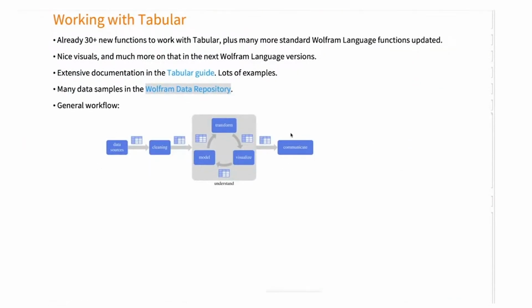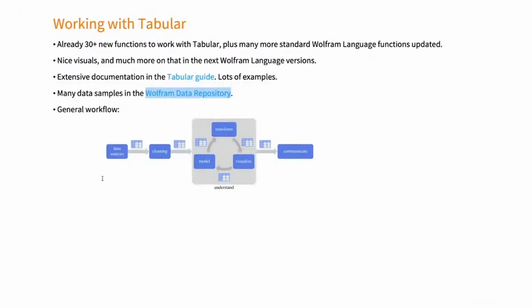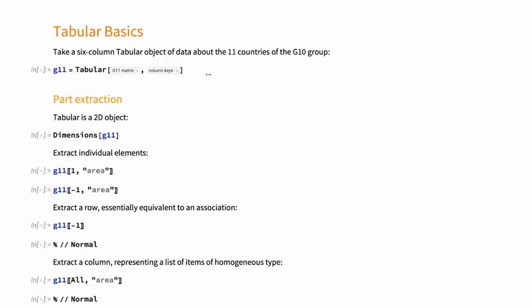Okay, so as I was saying, this is the general workflow. The key idea is to go through several steps, communicating always using Tabular objects. So we will start with getting data sources, cleaning them, then understanding what you have by a process of transforming the data, visualizing, modeling, and then you can communicate the results. So let's describe here some Tabular basics.